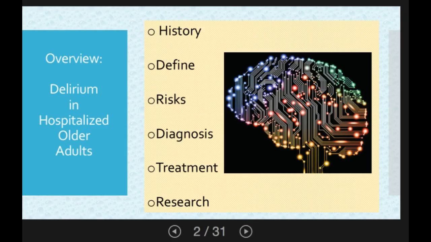The content of this presentation will include the history of delirium and the definition of the syndrome. It will also go over the risks for developing delirium, the criteria for diagnosis, and the treatment of the syndrome.